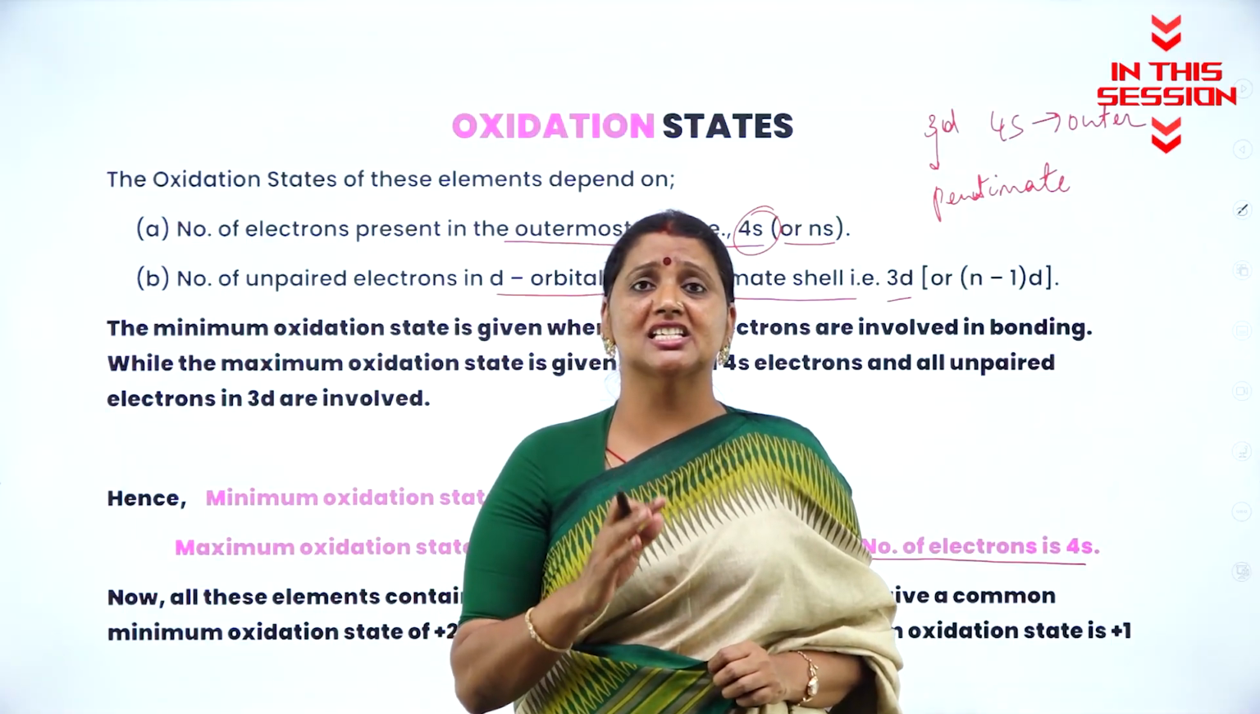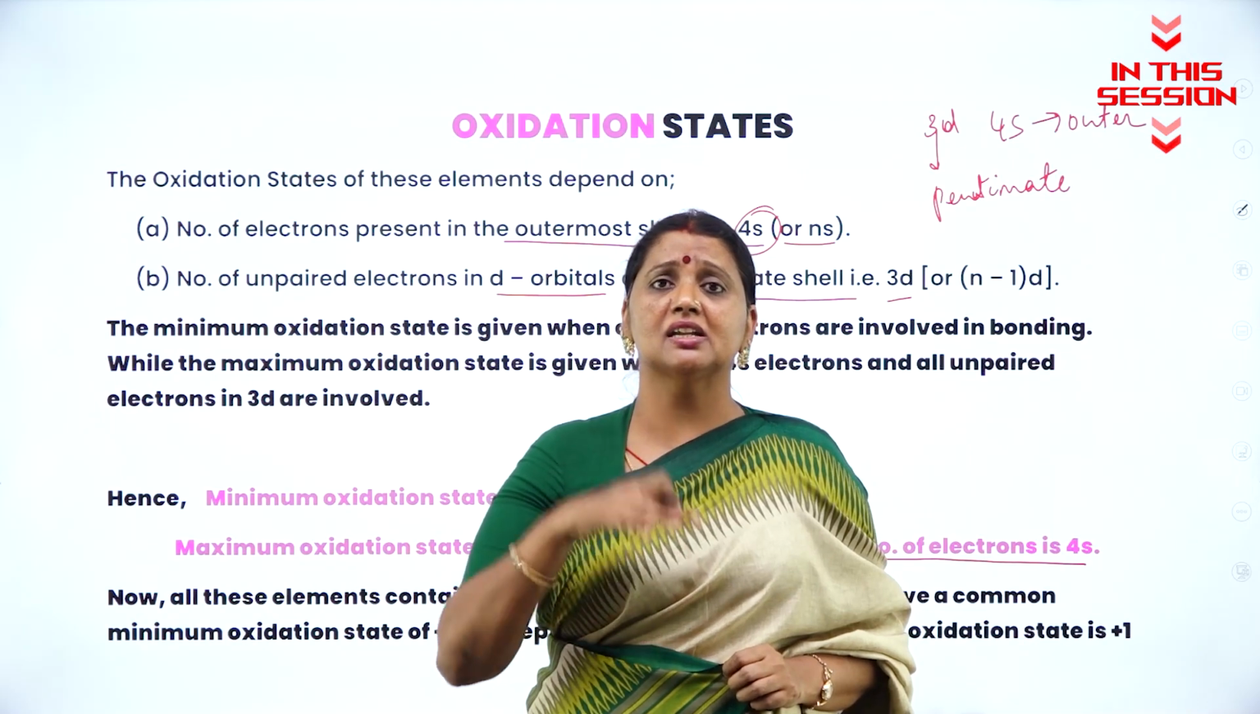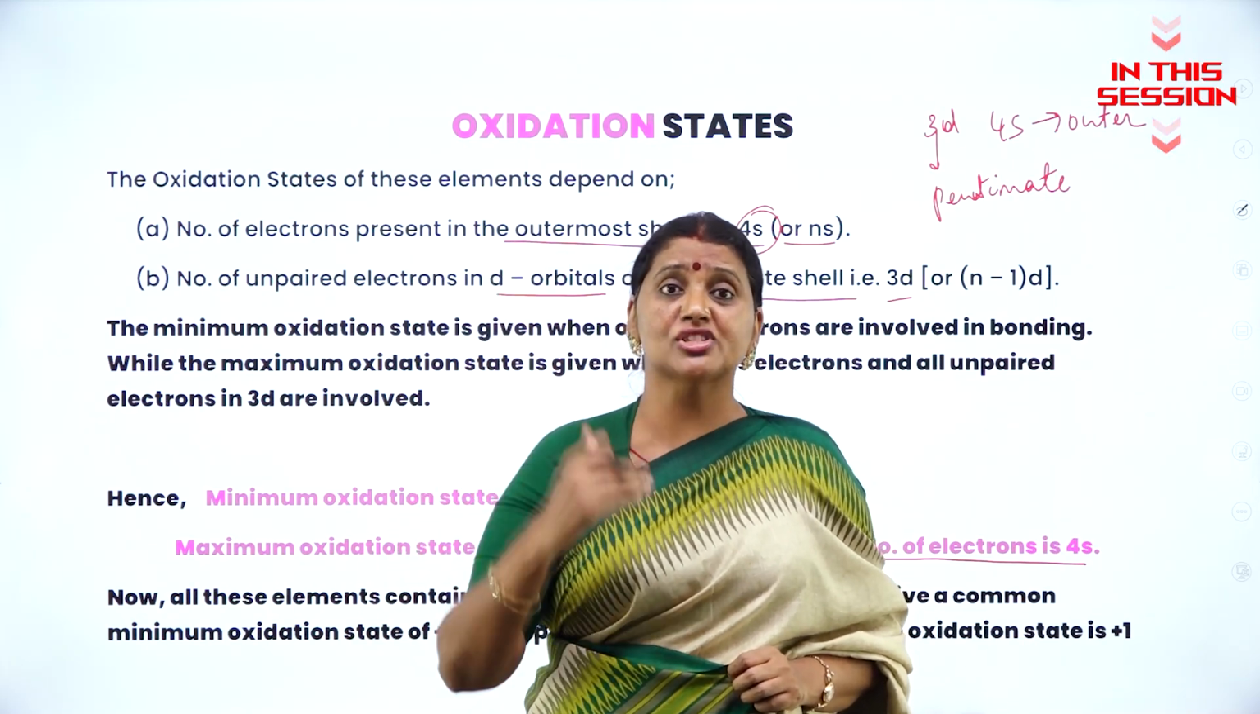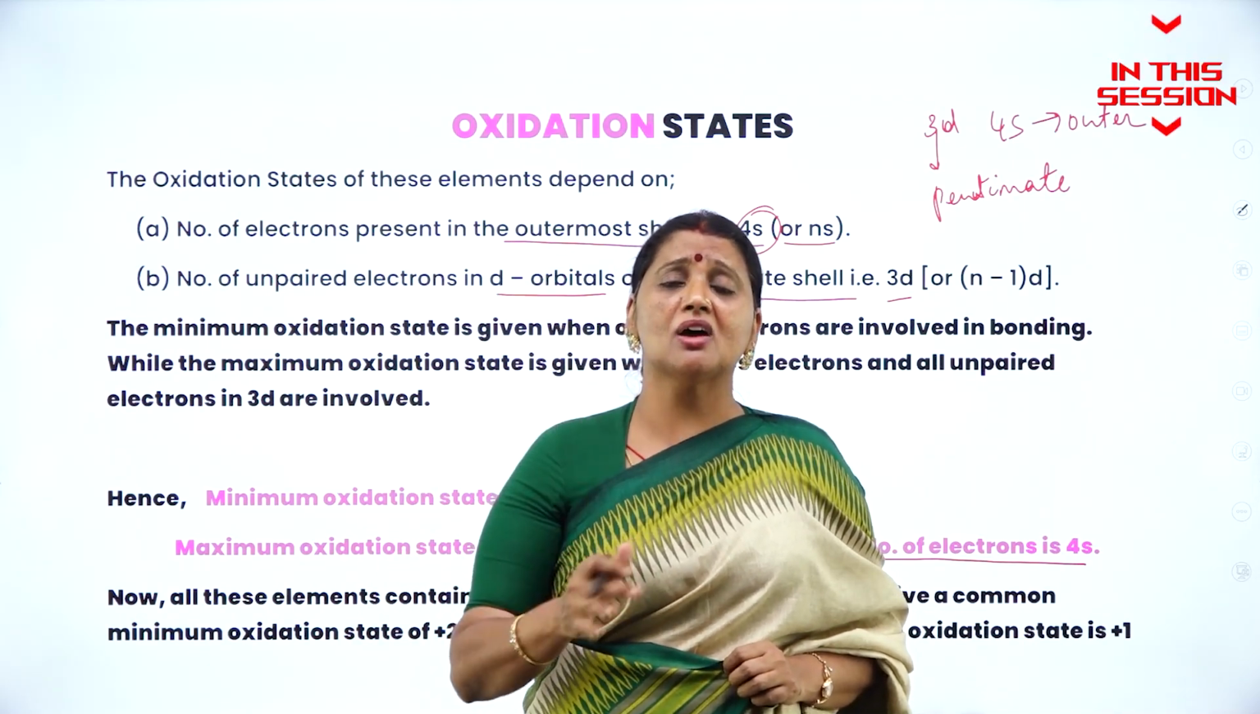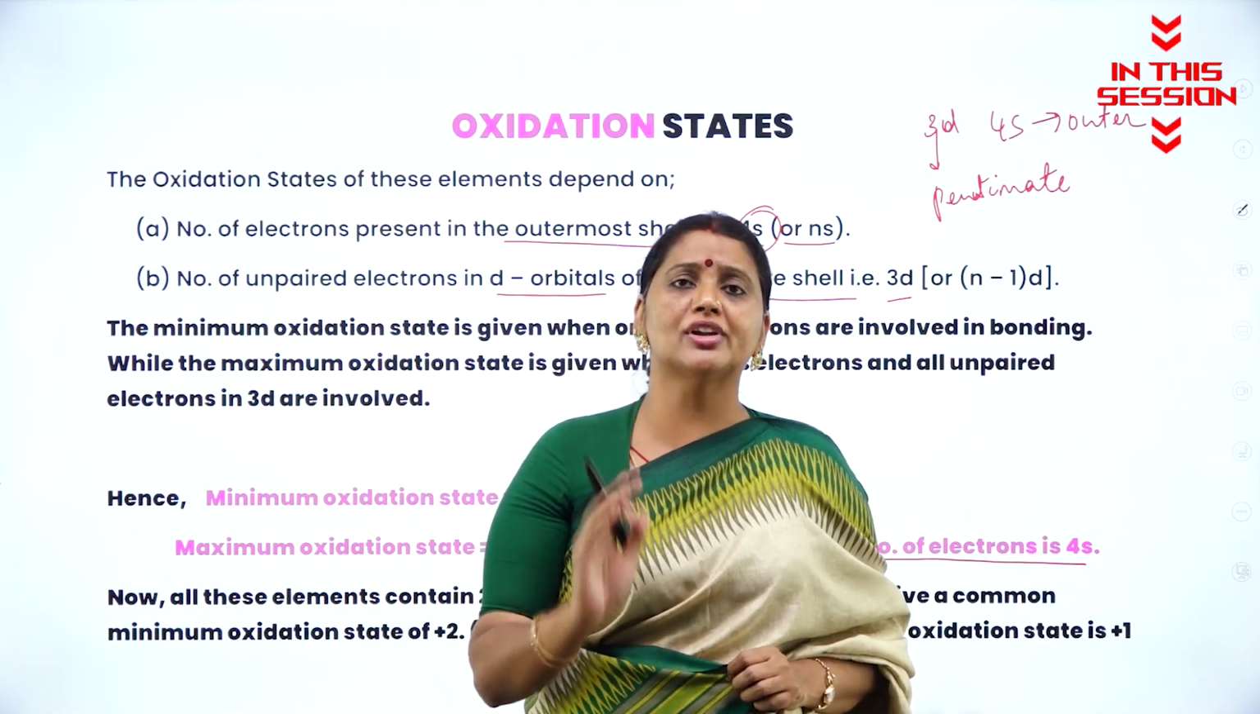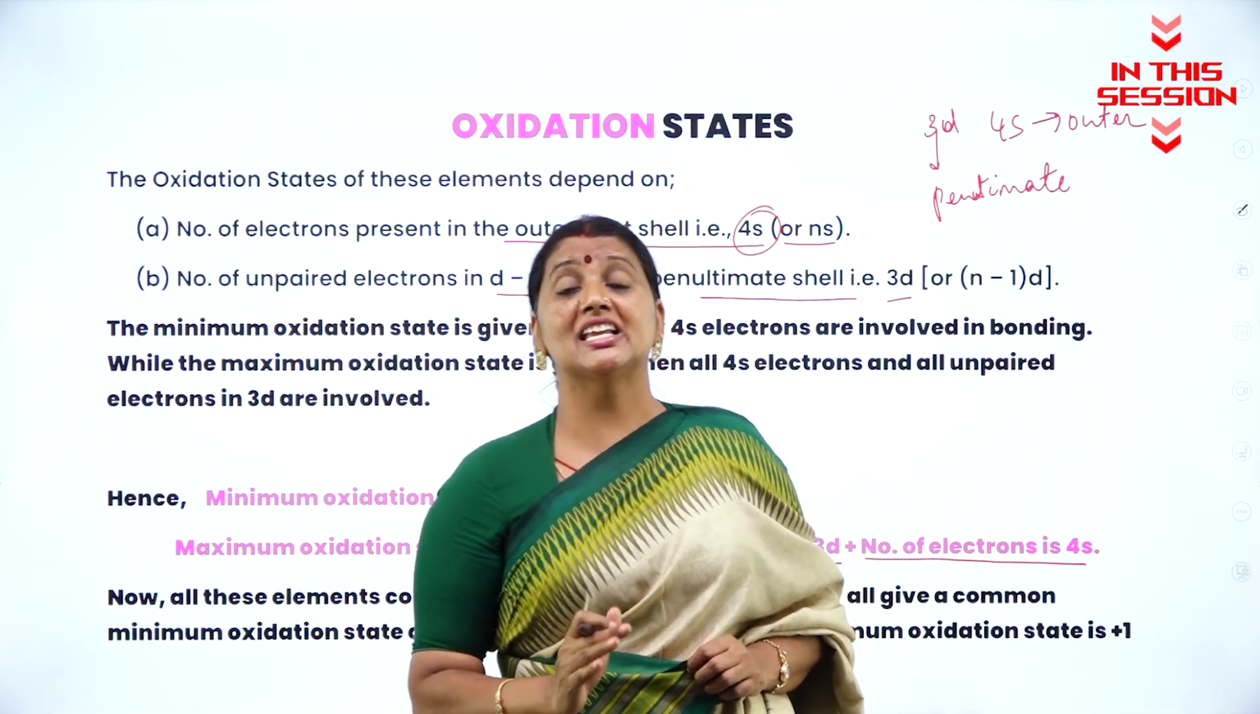Minimum oxidation state is the number of electrons present in 4s orbital. Maximum oxidation state is the total number of electrons present in both 4s orbital as well as what? 3d orbital.